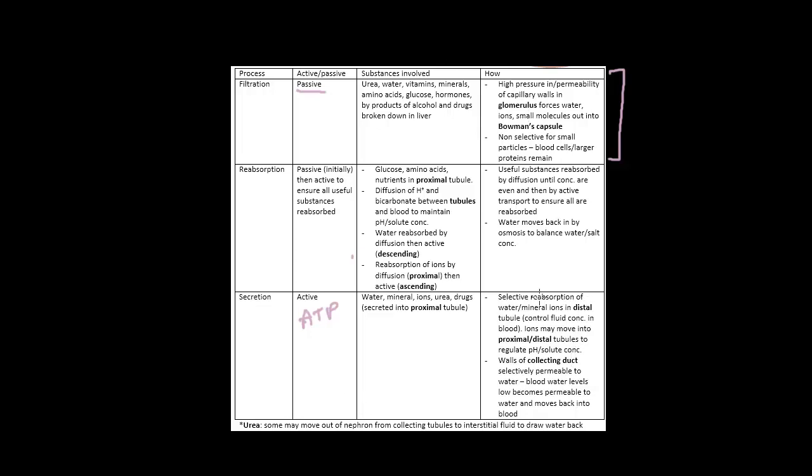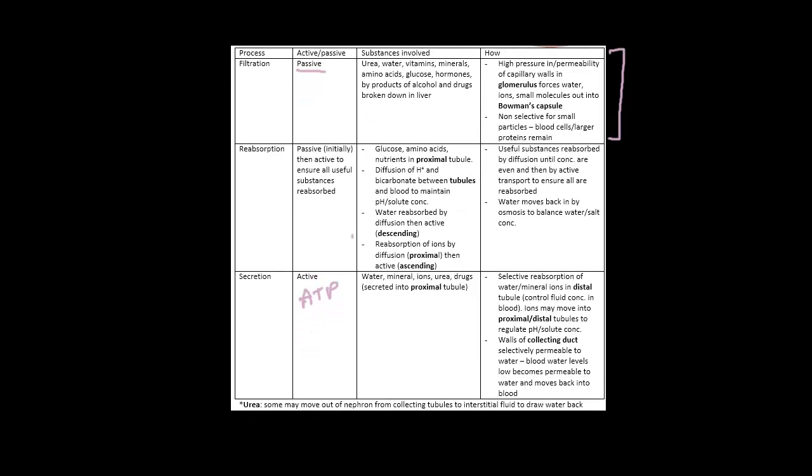So there is selective reabsorption of water and mineral ions in the distal tubule. Ions may move into proximal or distal tubules to regulate pH and solute concentration. Walls of collecting ducts are selectively permeable to water. When blood water levels are low, they become permeable and water moves back into the blood. So I'm sorry if I haven't been very clear in this table, but I hope you just read it and understand what I'm trying to say.